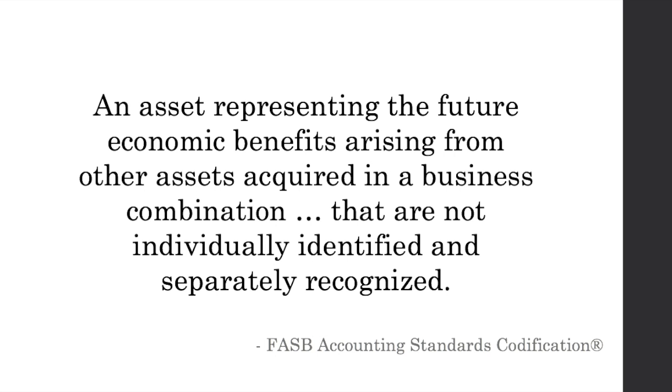In this video, we'll be looking at Goodwill. We'll look at what it is and how to calculate it, and we'll go over an example to see how it affects work paper entries. Goodwill is covered in FASB Codification 350-20 and is defined as an asset representing the future economic benefits arising from other assets acquired in a business combination that are not individually identified and separately recognized.